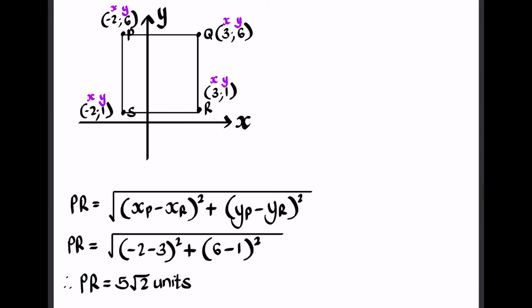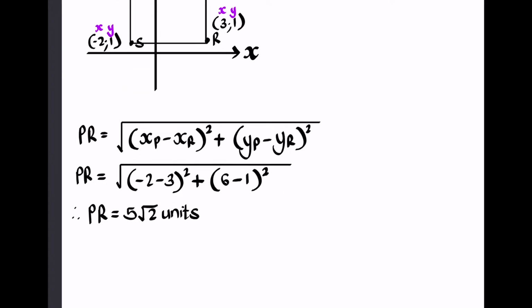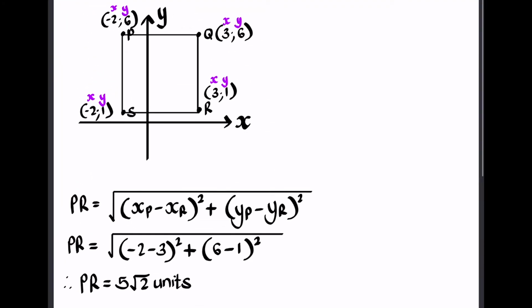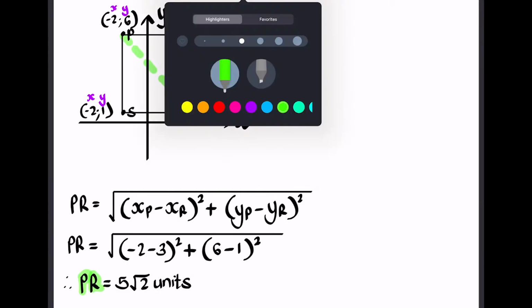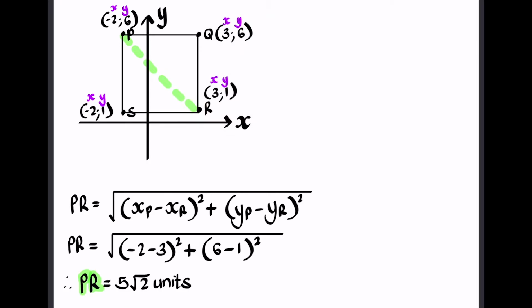Now I'm going to calculate the length of QS. Now I just want to point out here, PR is actually this diagonal length over here. All right, so we've calculated that diagonal length, and now we're going to calculate QS, which is the second diagonal length over here.